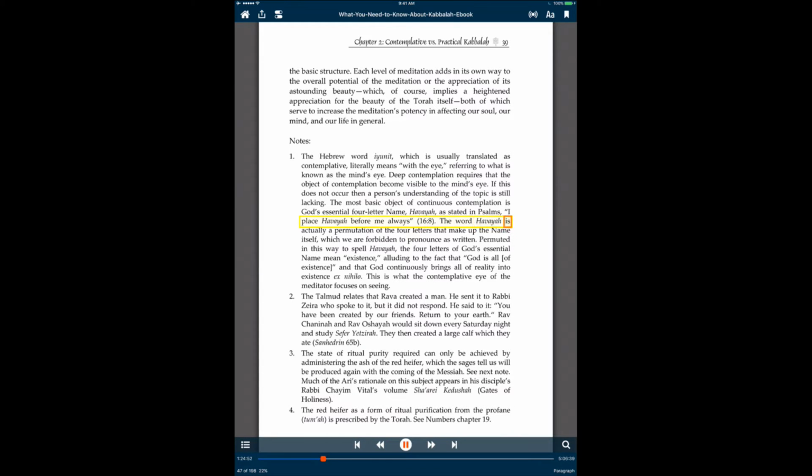The word Havaya is actually a permutation of the 4 letters that make up the name itself, which we are forbidden to pronounce as written. Permuted in this way to spell Havaya, the 4 letters of God's essential name mean existence, alluding to the fact that God is all of existence, and that God continuously brings all of reality into existence ex nihilo. This is what the contemplative eye of the meditator focuses on seeing.